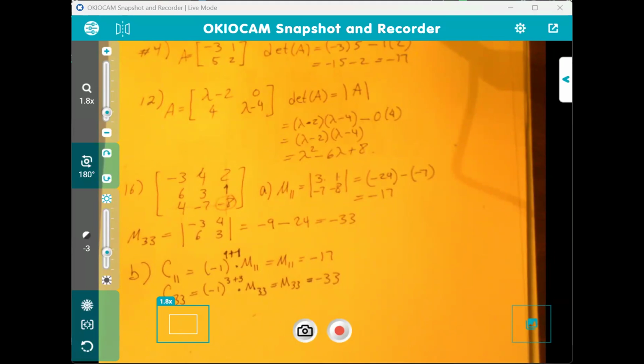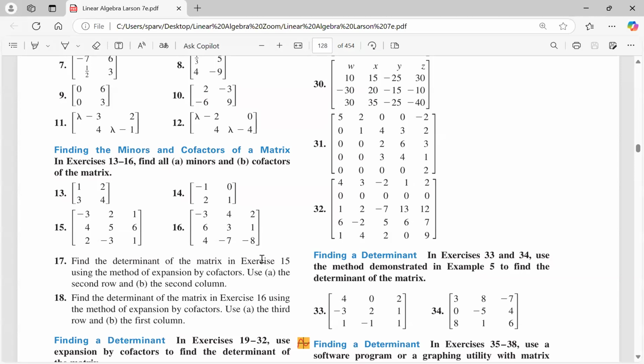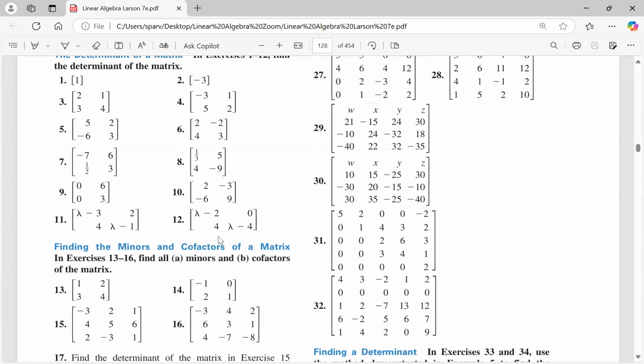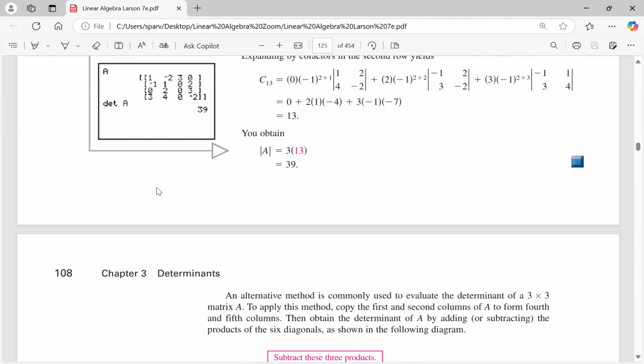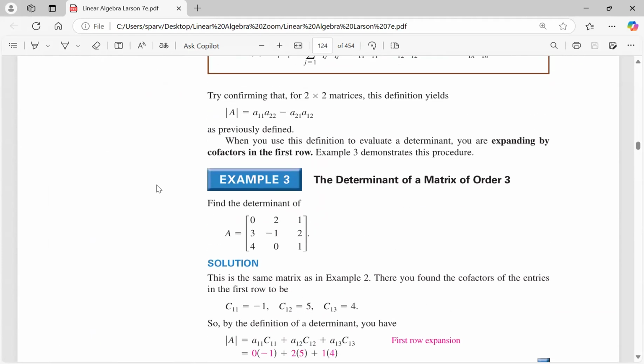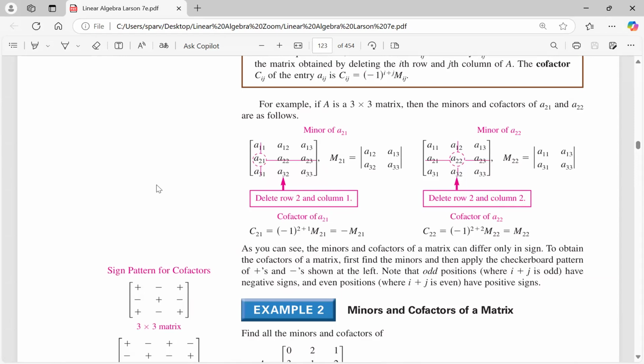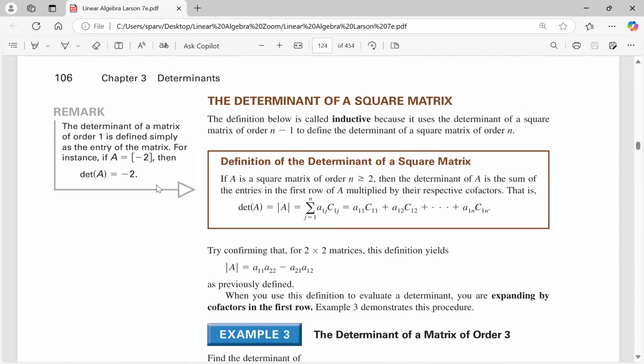Okay, now let me go back to the book. So that's the part about minors and cofactors. And the question is, well, what are we going to do with this? Why are we doing this? So let me go back up now. Once we've talked about minors and cofactors, how are we to find the determinant of any square matrix? Any square matrix.